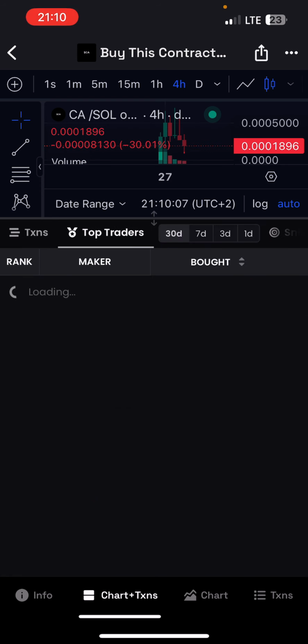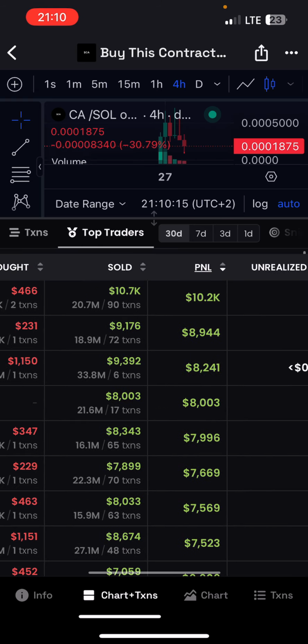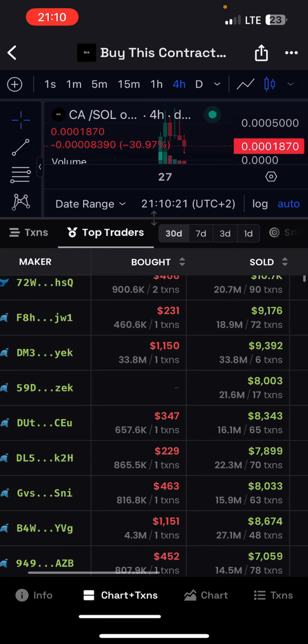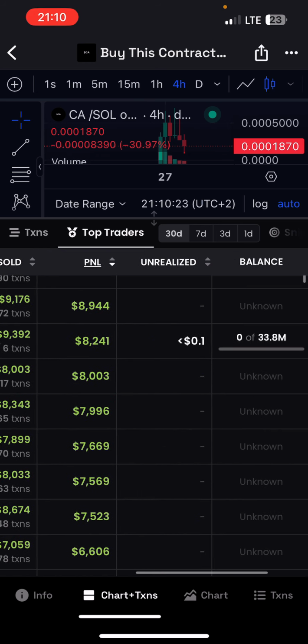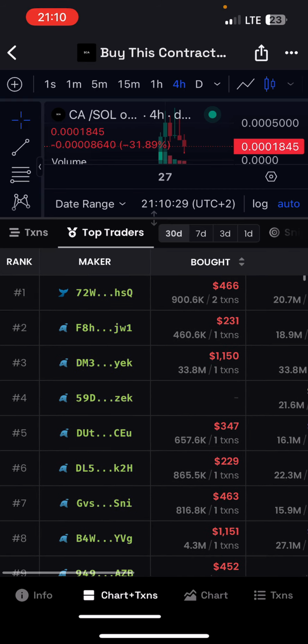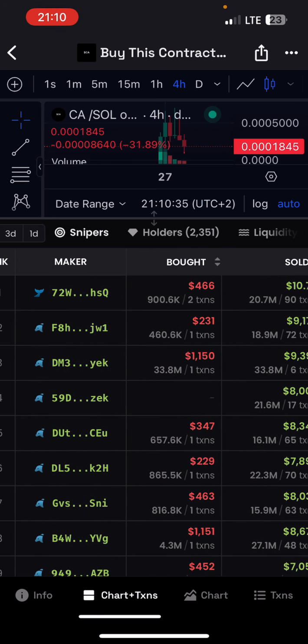Then you can click on top traders. Top traders will give you all the people that made money. Someone bought for $400, made $10,000, P&L $10,000, and the wallet is right here. The person was a whale. Then we have fish. He bought for $200, sold for $9,000. P&L $8,900. So these are the different people that have already sold and made a lot of money on this particular coin.